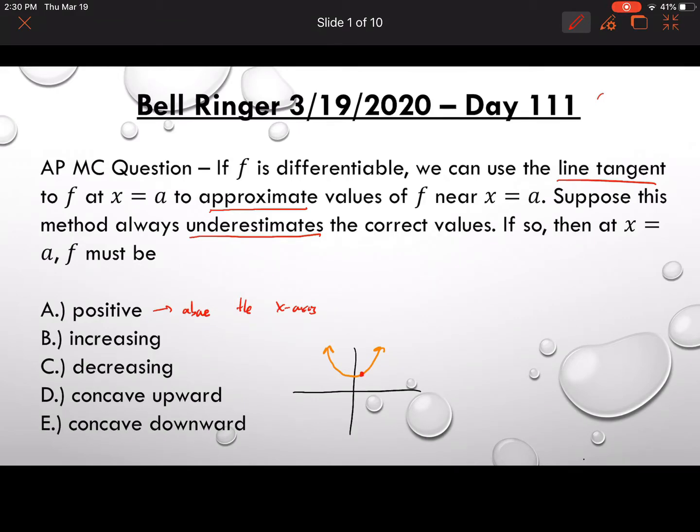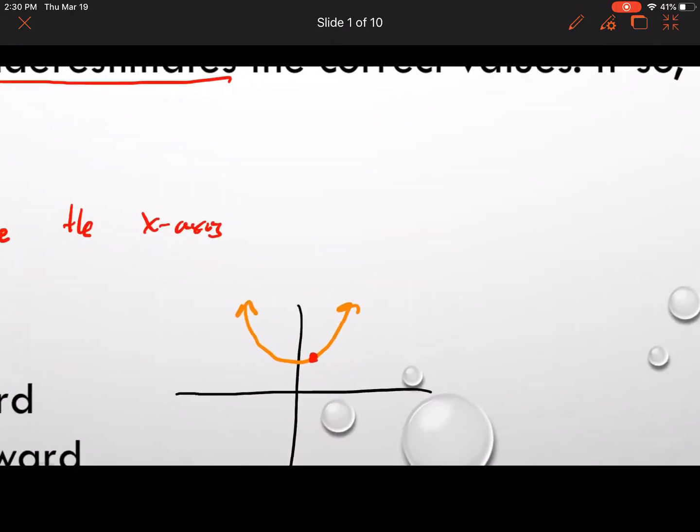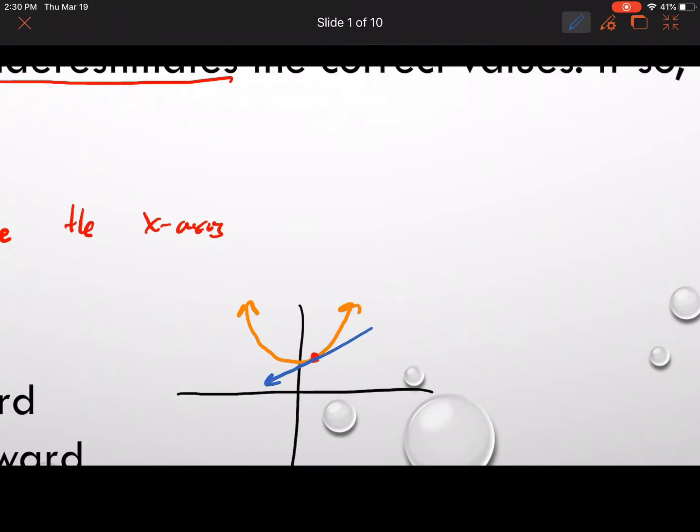So we'll choose that point. Let's zoom into here, and let's draw a tangent line to that point. If we draw a tangent line to that point, you'd probably get something like this. It might not be exactly like that, but approximately it will be something like that.